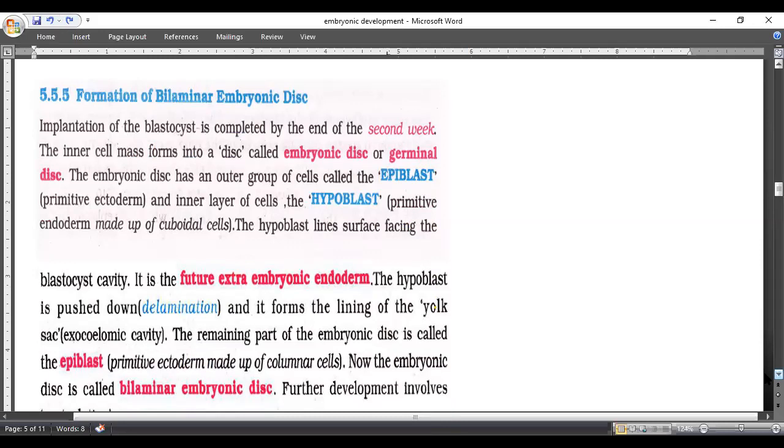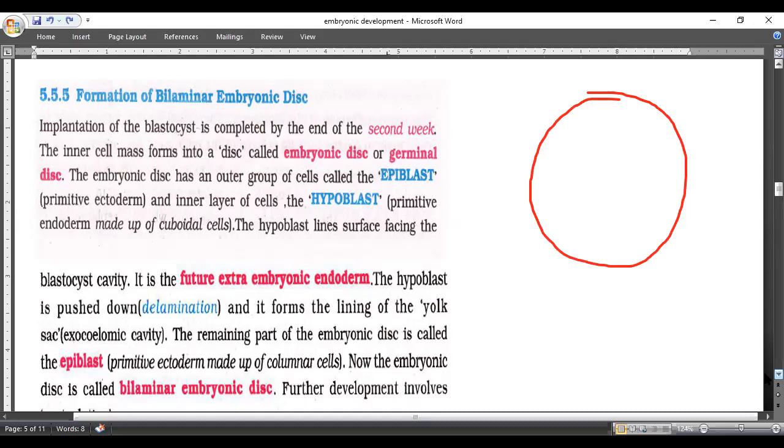The inner cell mass forms into a disc called the embryonic disc, which we can't show in the diagram. That means if you show me a ball and I show you a disc, both will be drawn in the same manner, isn't it? So the same diagram I have to draw. That means it is disc-like. The inner cell mass forms into a disc called the embryonic disc or germinal disc.